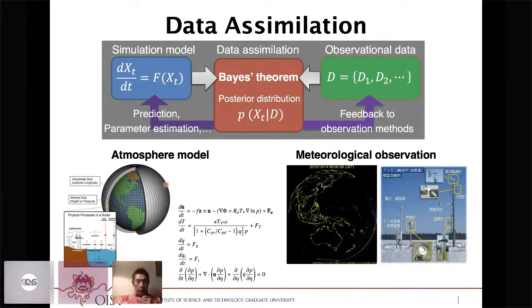People built a very large scale dynamic model of the atmosphere using some kind of partial differential equation, and combine them with meteorological observation, either from the satellite or the different equipment on land, and then make a best estimate of the current state of the atmosphere and use them for the prediction of the weather several hours later or several days later.